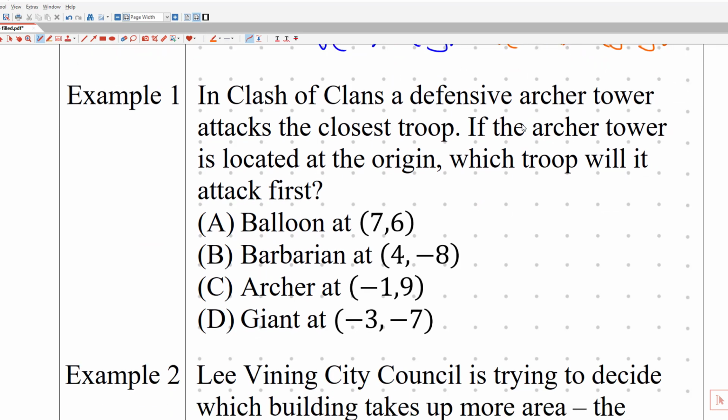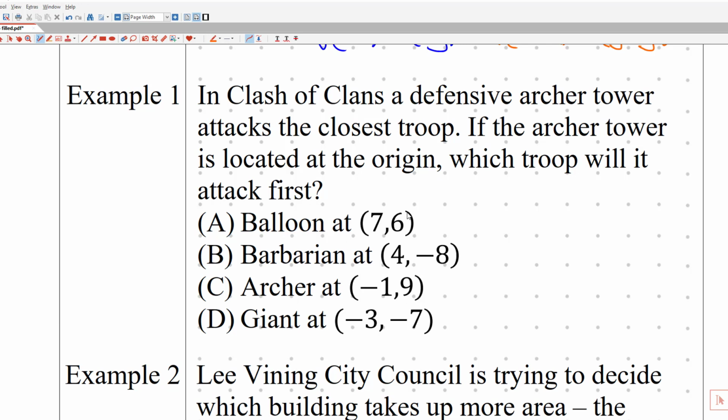So example 1, we have a Clash of Clans example. So we have a defensive archer tower, and it's going to attack the closest troop. So we're going to assume that the archer tower is located at the origin, and I'm going to ask which is it going to attack first. Is it going to attack the balloon, barbarian, archer, or giant? And those are the coordinates of each of those troops.